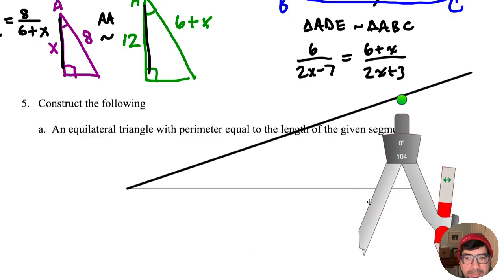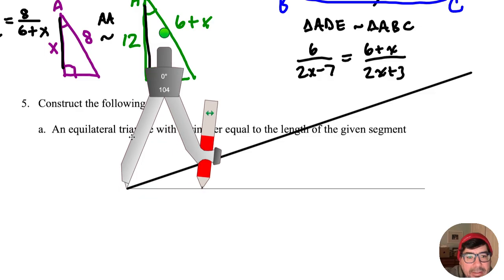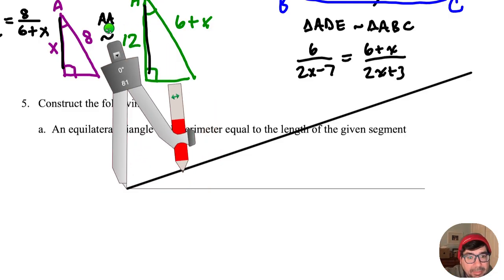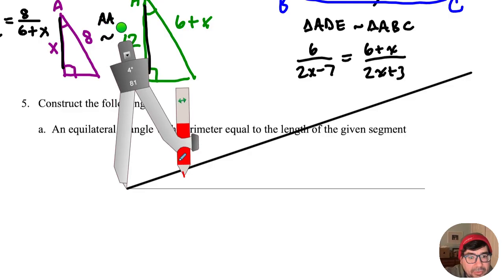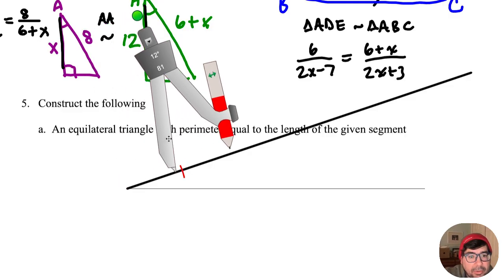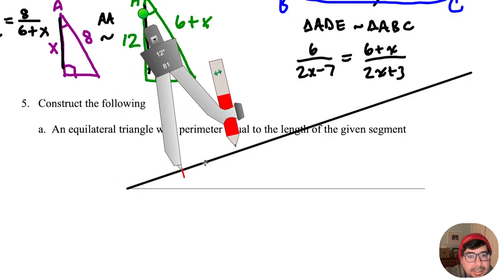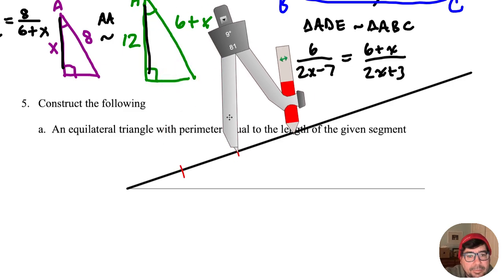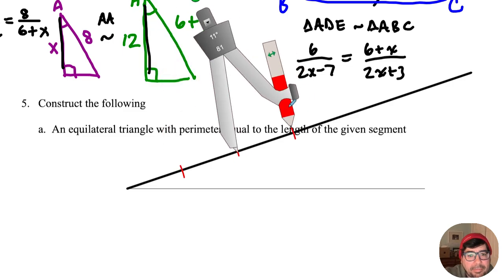Now what I want to do is mark three equal lengths on this segment. I don't need to split that new segment into thirds. I just need to draw three segments of equal length. For example, I've got a compass set. I'm going to draw the first one, move it over. Okay, got it. Draw it again, and then draw it again. And I've got my three segments.